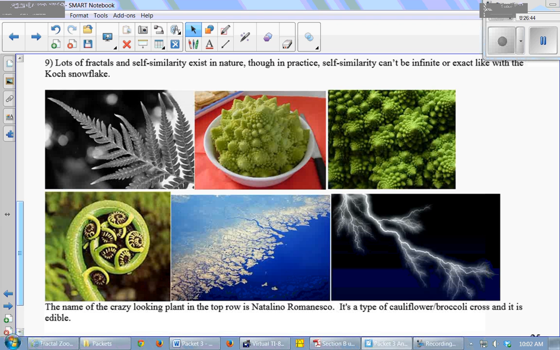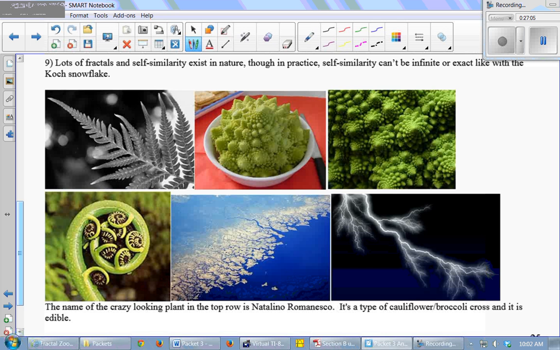So, like I said, in practice, self-similarity can't be infinite because everything that exists in the real world is finite, right? So you can't zoom in forever. And it's not exact because we always have small variations in the real world. But these are some examples of things that grow as a fractal in nature.